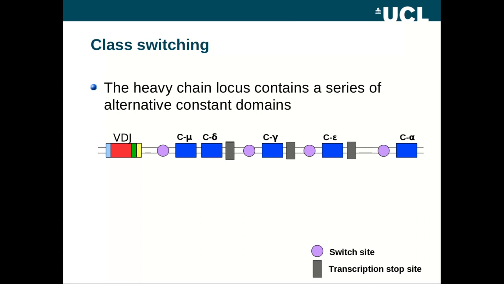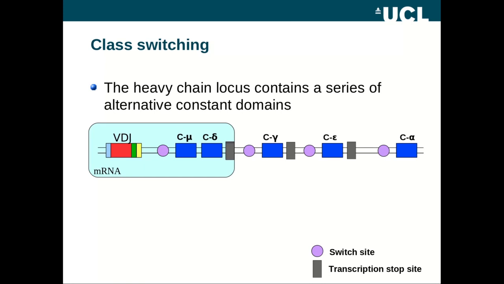So initially what happens is that we transcribe through the VDJ and through the mu and through the delta until we reach that transcription stop site. So the messenger RNA then looks like this. It encodes the VDJ, the mu and the delta. And then through conventional alternative splicing at the messenger RNA level, we can produce either IgM or IgD.